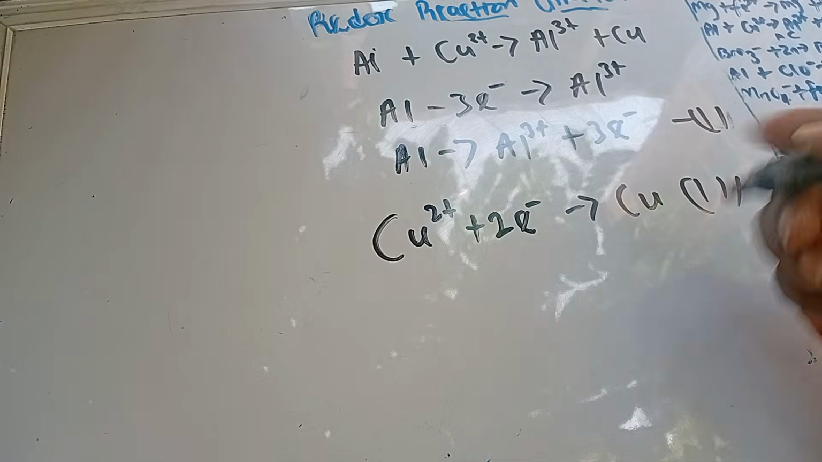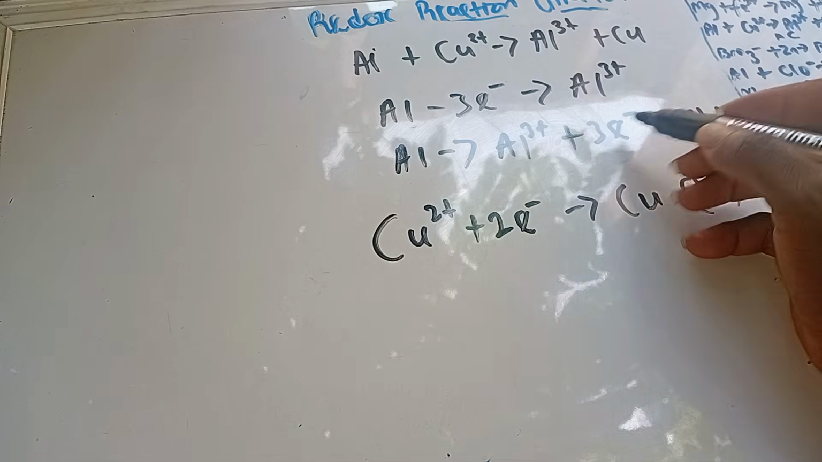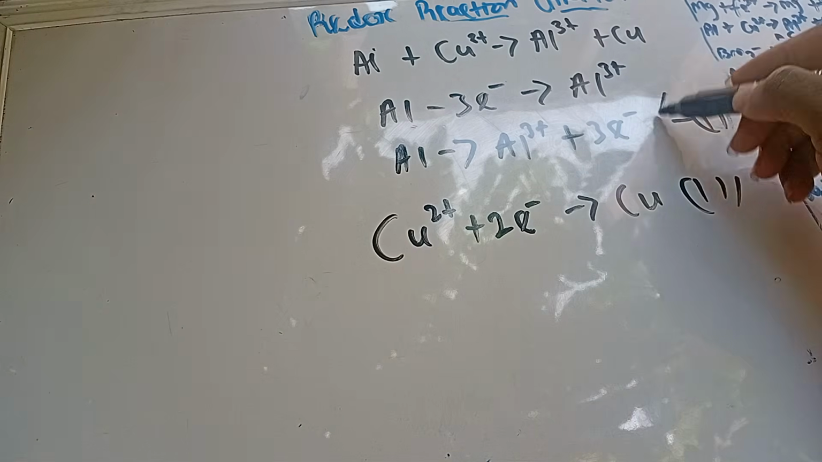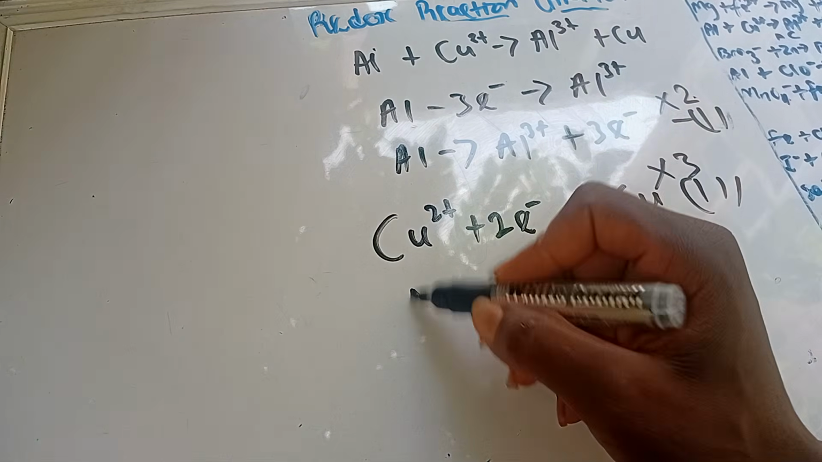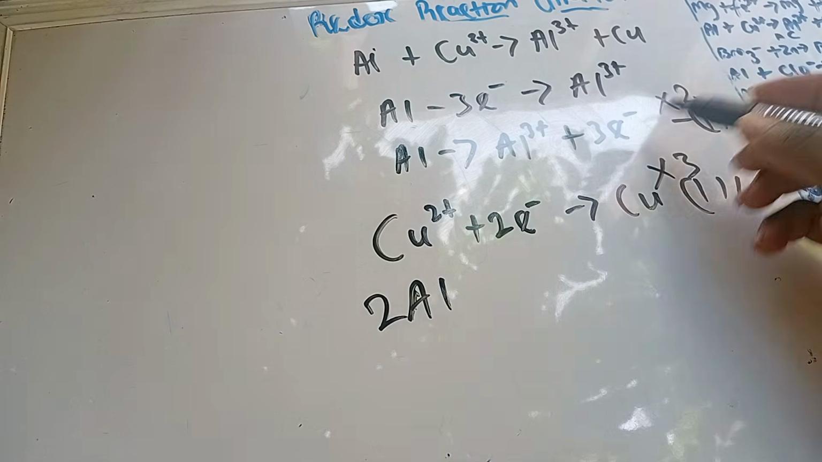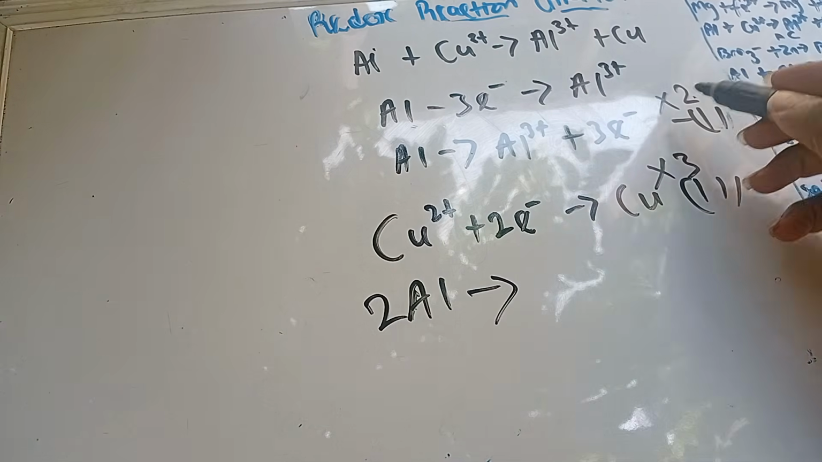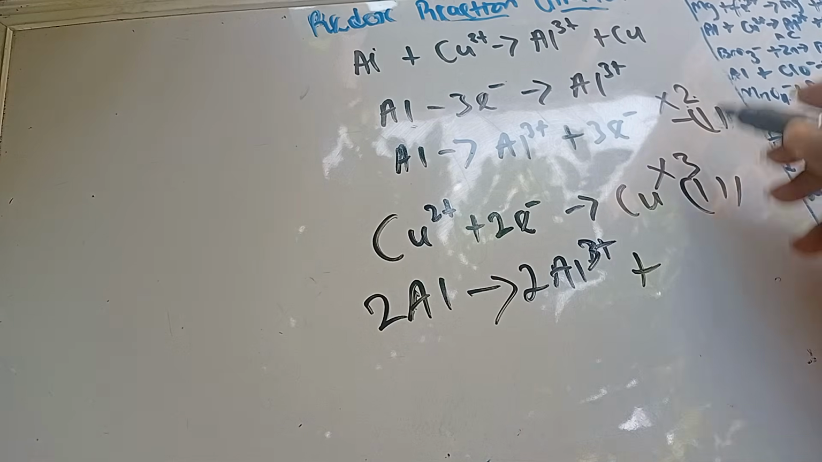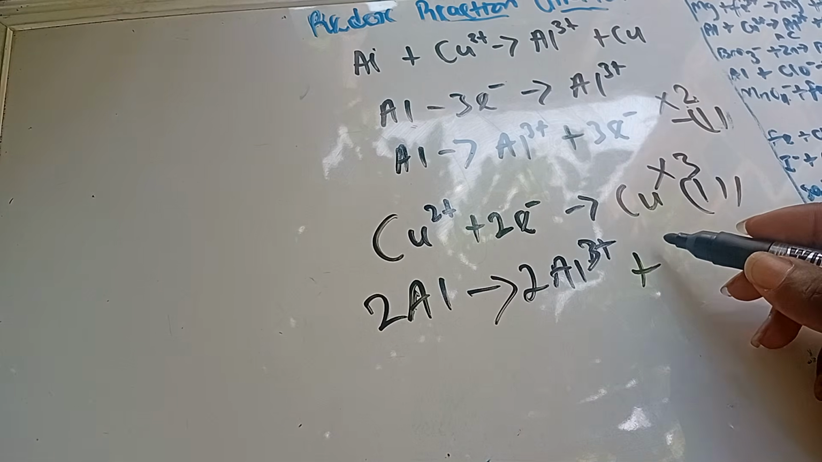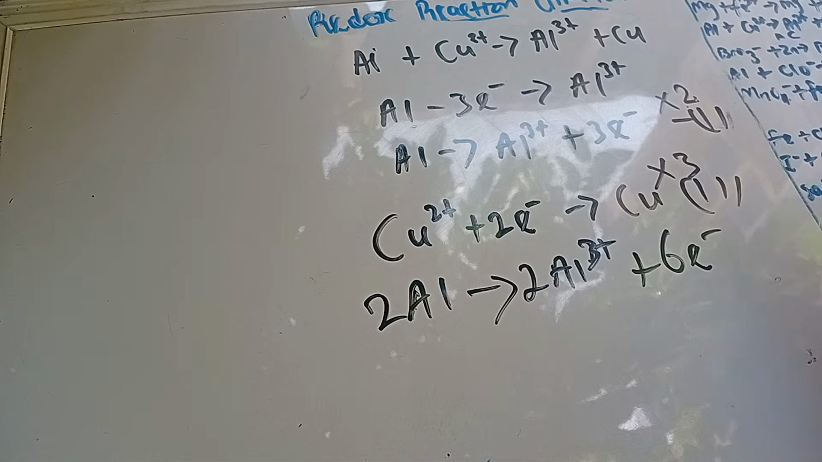How do we balance the electron? It's by the coefficient of electron. Here is 3, the coefficient here is 2. So multiply this one by 2, multiply this guy by 3. 2 times Al, we have 2Al. To give us 2 times this, we have 2Al3+, and 2 multiplied by this, we have 6e-.